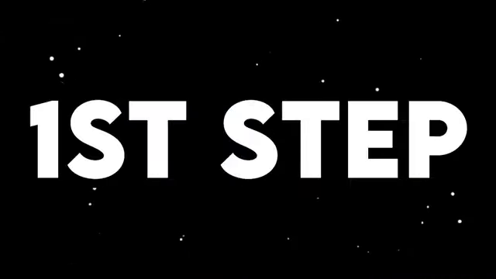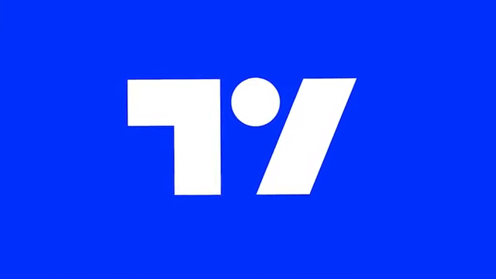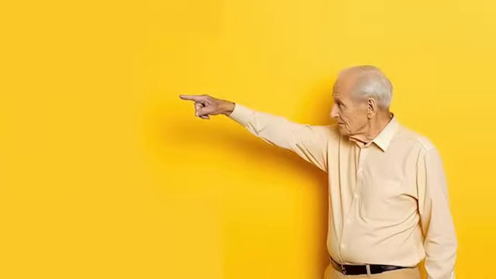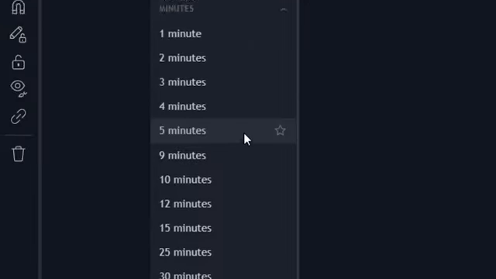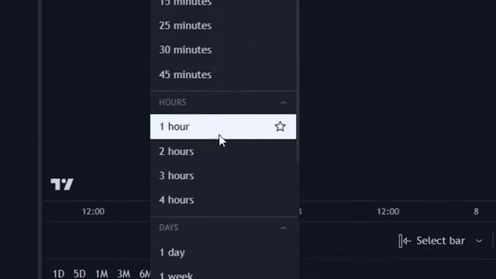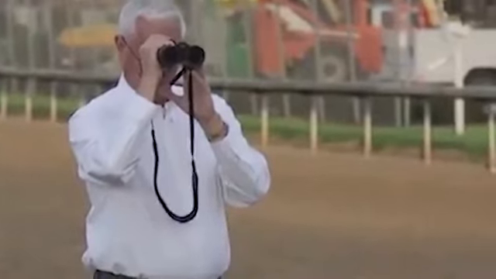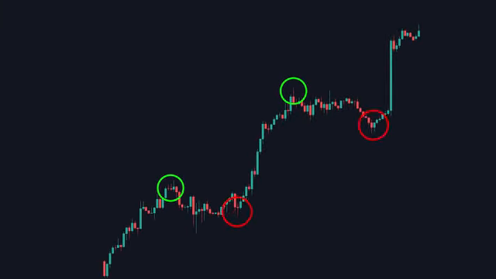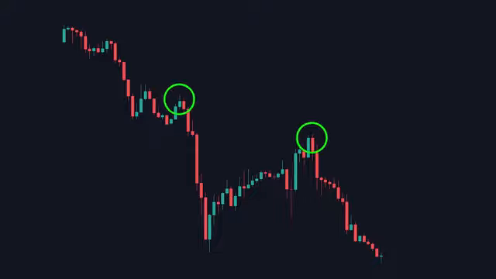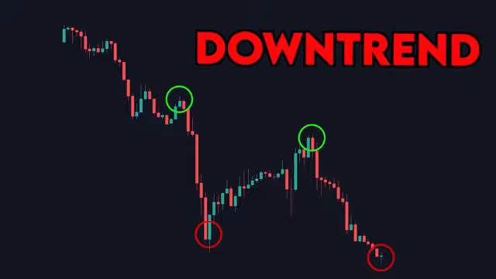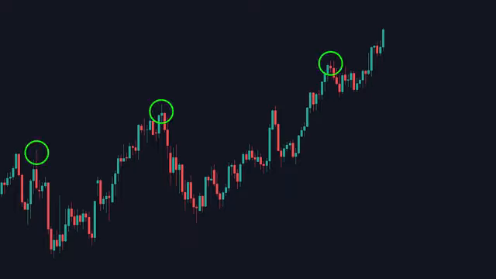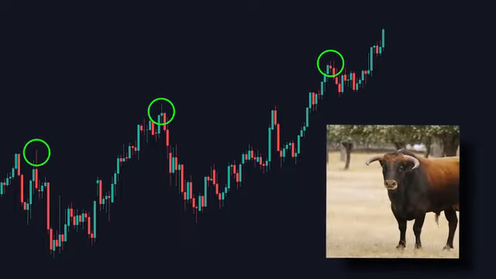But we have some important steps we need to do first. First step, go to TradingView. If you don't yet have it, I'll put a link in my description. Next step, you wanna find a bias for the day. To do this, I like to go on the 1 hour time frame. Usually this will be pretty clear to spot. If the market is making higher highs and higher lows, it's an uptrend. If the market is making lower highs and lower lows, it's a downtrend. Pretty simple. In this case, the market is clearly bullish, so that will be our bias.